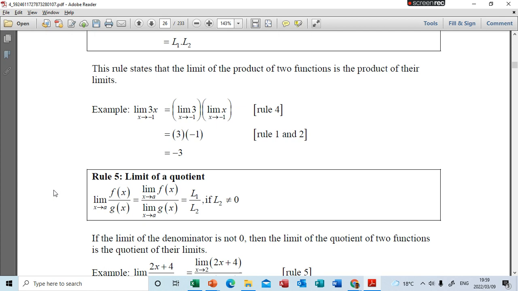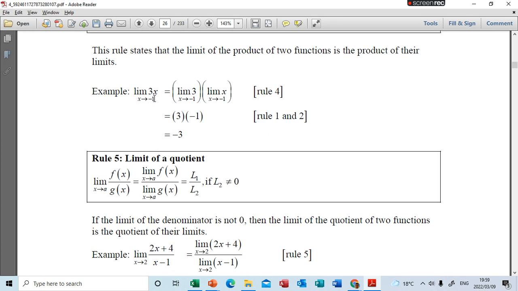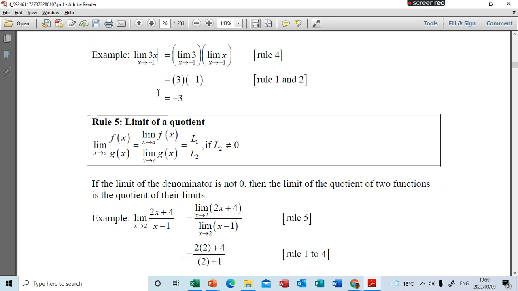So these rules, you need to master them. But it's not necessary. You see there what I did? Shortcut. There's no need for you to do that. I said you just replace minus 1 where there's x, you're going to put minus 1. So it will be minus 3 when you multiply them.